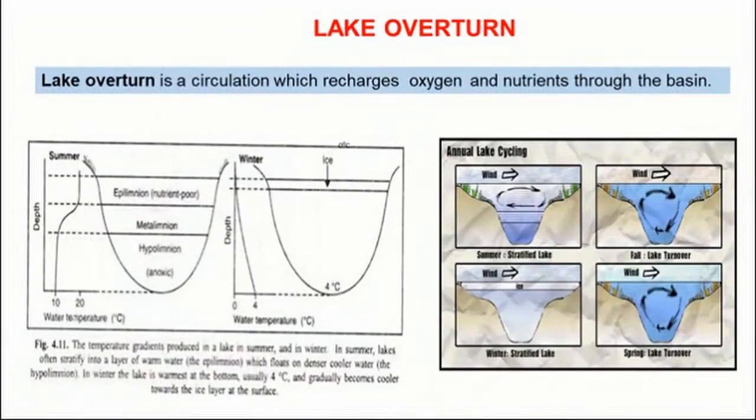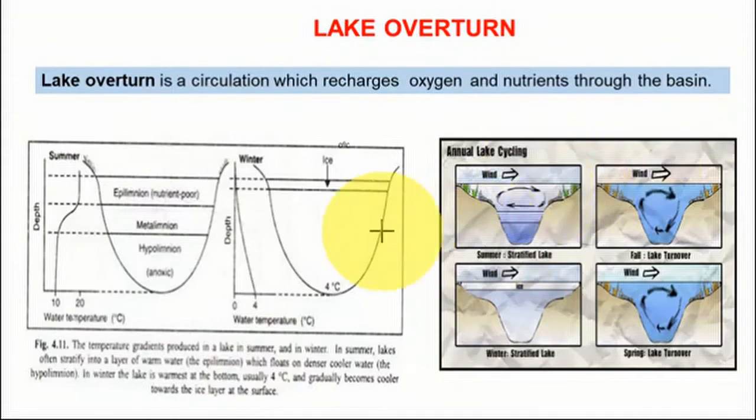Another very commonly used term is lake overturn. Lake overturn is a circulation which recharges oxygen and nutrients through the basin. What does it mean? It has a capacity of recharging. Recharging means reusing, or you can say refeeding the oxygen and nutrients to the lake.